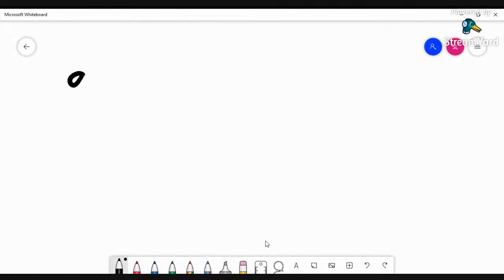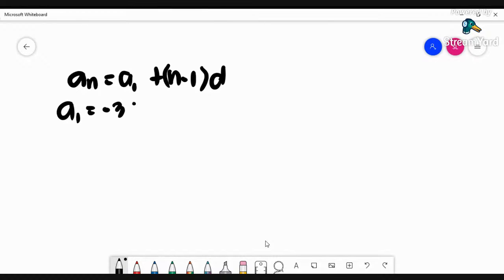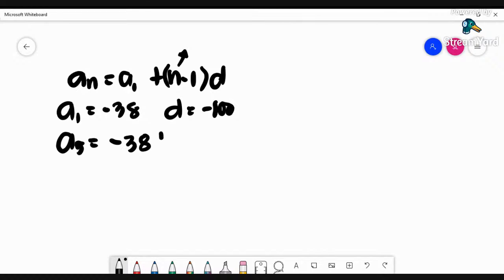Okay, so the general formula is a sub n equals a sub 1 plus n minus 1 multiplied by d. And our given is a sub 1 equals negative 38 and our d is negative 100. So we are going to find the fifth term. So our a sub 5 must be, substitute your a sub 1, negative 38. And since our n is equal to 5, we get 5 minus 1 multiplied by the common difference, which is negative 100.